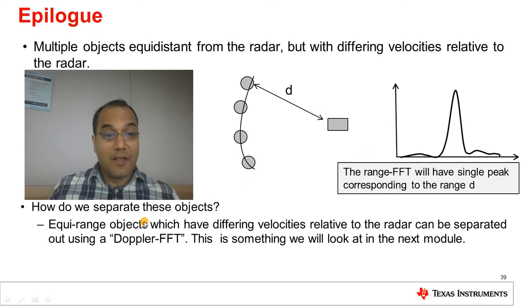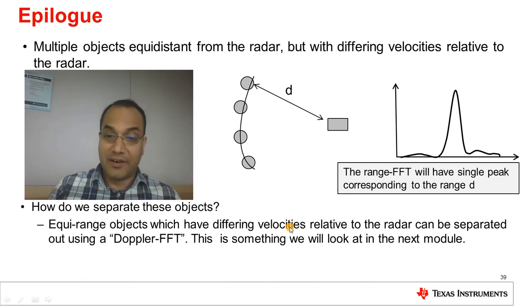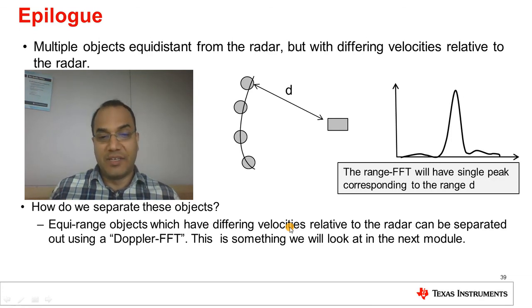It turns out that equirange objects which have differing velocities relative to the radar can be separated out using what is known as a Doppler FFT. And this is something we will look at in the next module.